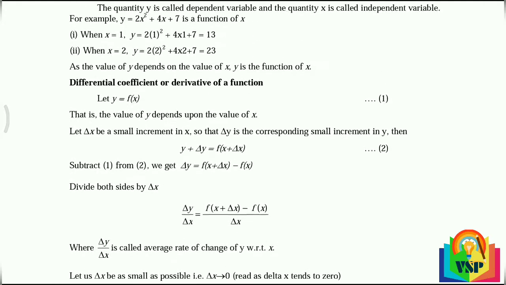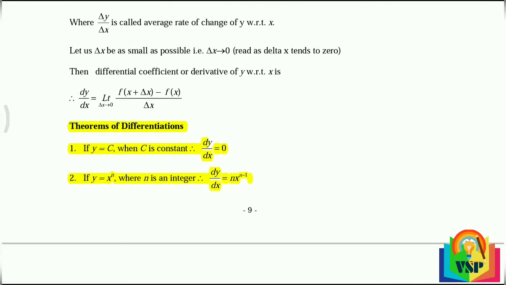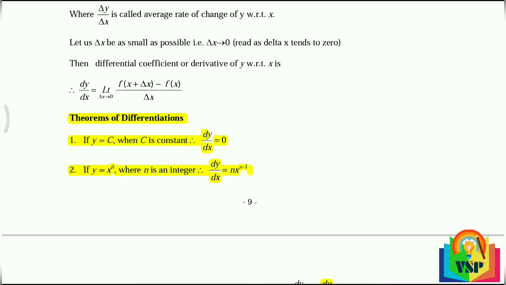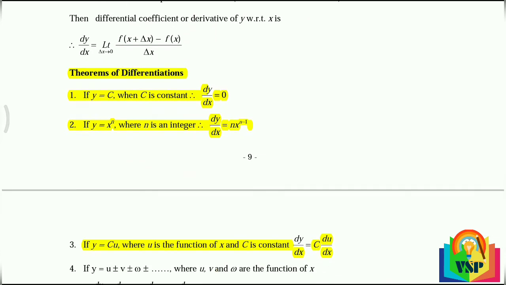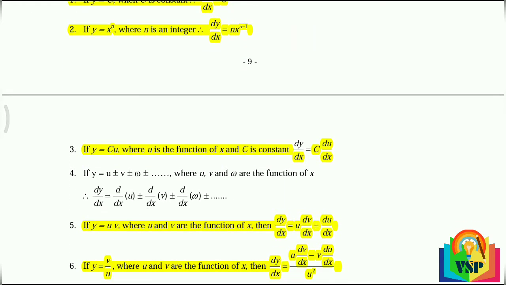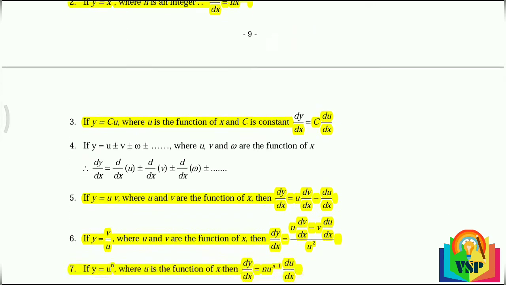Coming to differentiation, very, very important one. Differentiation: y is equal to c, constant. d by dx of a constant is equal to 0, because y is equal to c. Next, y is equal to x power n, dy by dx is equal to n into x power n minus 1. Next, y is equal to cu, c is constant, dy by dx is equal to c into du by dx.